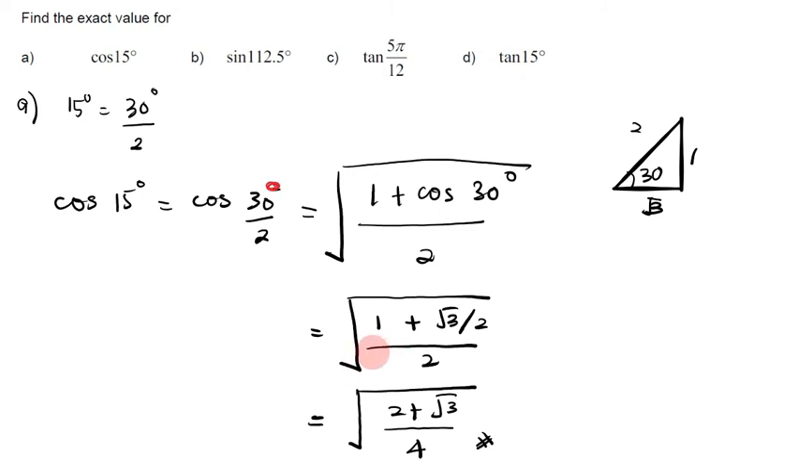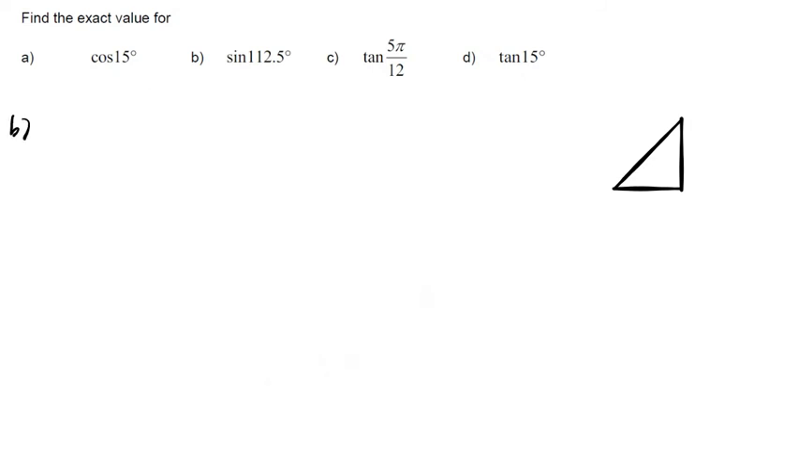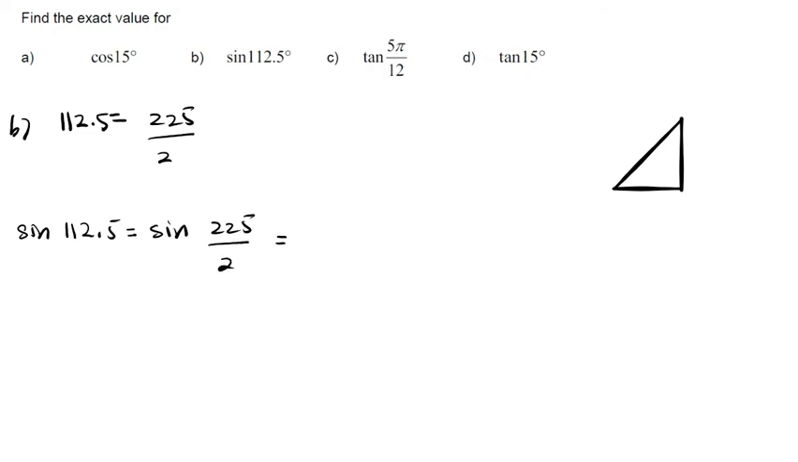Okay, now look at question B. Question B, using the half angle identity, we know that 112.5 is equivalent to 225 over 2. So we substitute in the formula. So sine 112.5 is actually equal to sine 225 over 2. As we substitute in the formula, 1 minus cos 225 divided with 2.